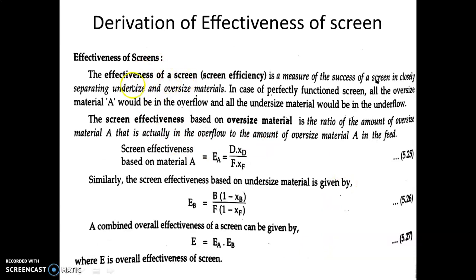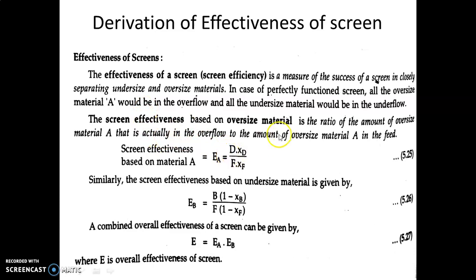Then we will see the definition of the effectiveness of the screen, also called screen efficiency. It is a measure of the success of the screen in closely separating undersized and oversized material. That means if you put in oversized material, it should go into the oversized, and if we put undersized material in the mixture, it should go to the undersized. A perfect screen is sometimes called the ideal screen. In an ideal screen, all the material passes into oversized material A and undersized material B.